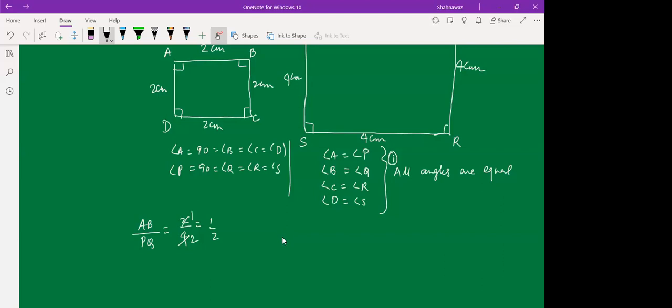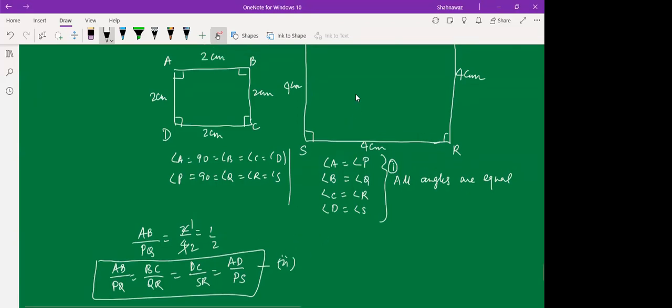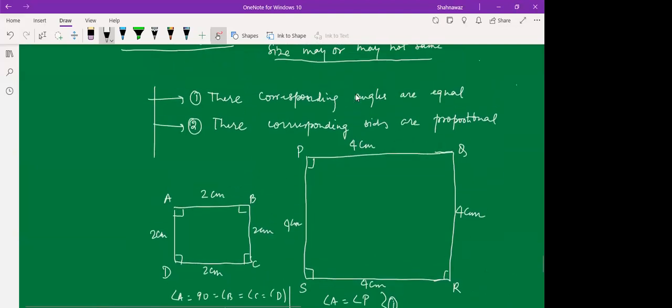Right, Harshit? Yes, sir. Similarly for BC by QR, DC by SR, and AD by PS. So you can see that all these ratios are proportional, right? Yes, sir. So this is the second criterion. From the first and second criteria, we can say that squares are similar figures, right?